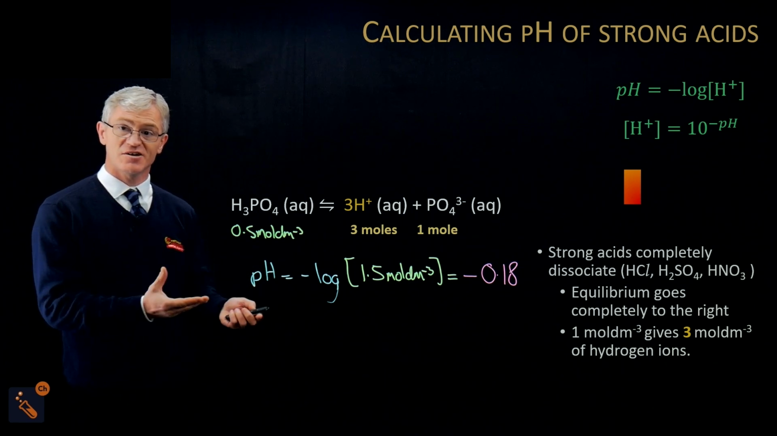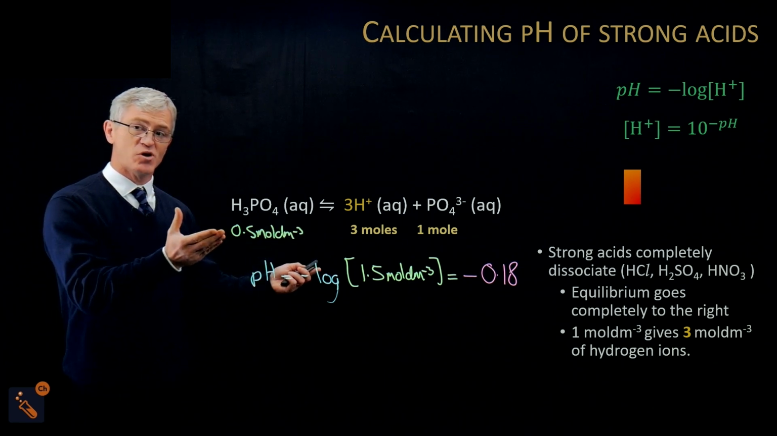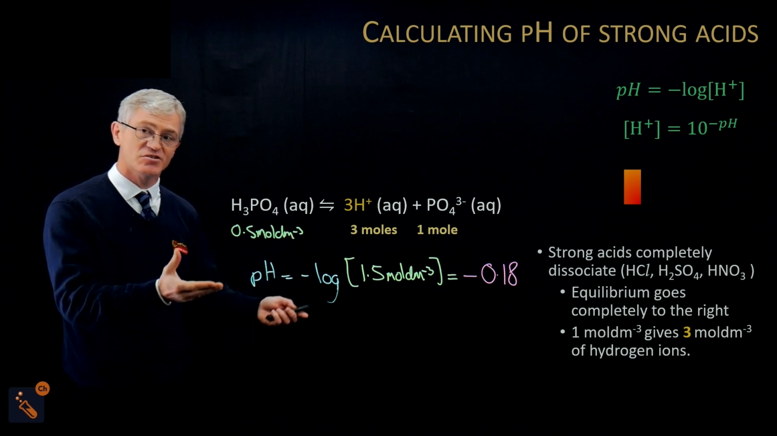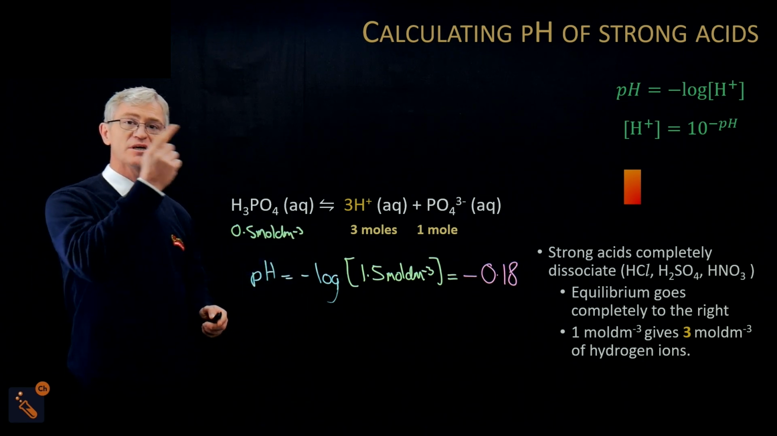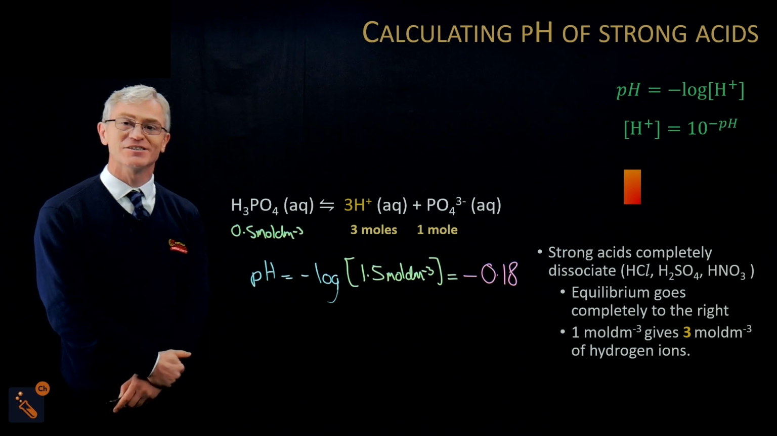And again, this is just how we use a monobasic, a dibasic, and a tribasic strong acid, and we can calculate the pH of it really easy using pH equals minus log of H plus concentration.